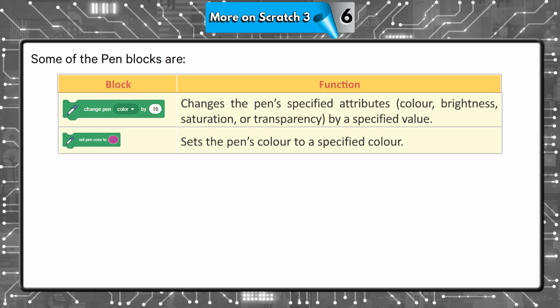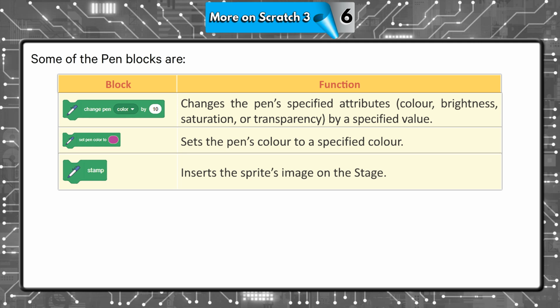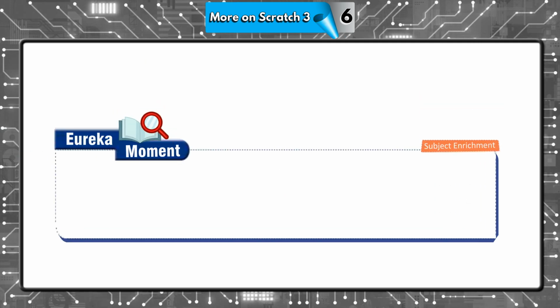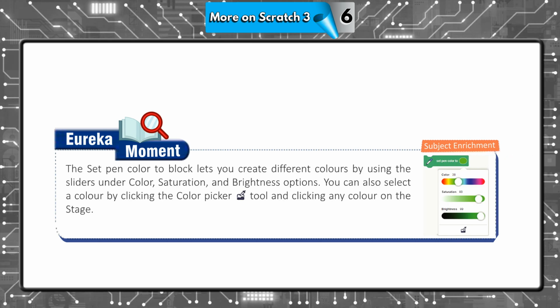Set pen color to sets the pen's color to a specified color. Stamp inserts the sprite's image on the stage. Eureka moment. The set pen color to block lets you create different colors by using the sliders under color, saturation and brightness options. You can also select a color by clicking the color picker tool and clicking any color on the stage.